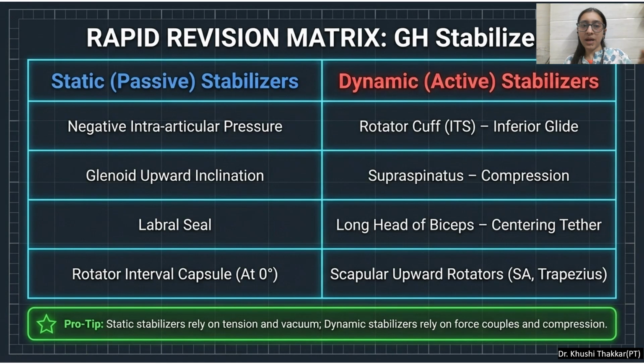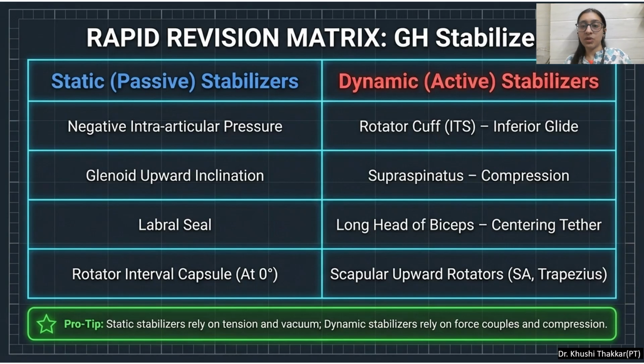I have made a rapid revision matrix for you which you can just snapshot right now so that this helps you in a quick revision for your CET MCQs. So I've made two tables, one is static stabilizers and the other is dynamic stabilizers. Static stabilizers include negative intra-articular pressure, the vacuum, glenoid upward inclination that is the bony block, the labral seal and the rotator interval capsule at 0 degrees of abduction.